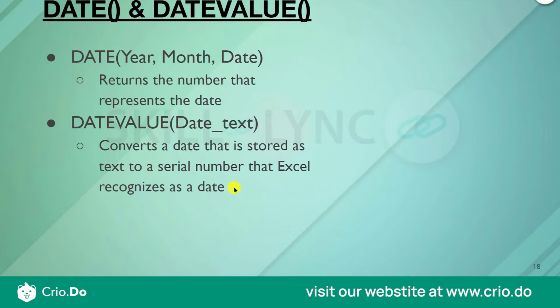For example, you enter a date and by default, or due to some changes you made, it becomes text. In that case, you convert that text into a serial number that is equal to the date, and after converting to that serial number you can pass it to a date again. So how can we do it? Let's try that.